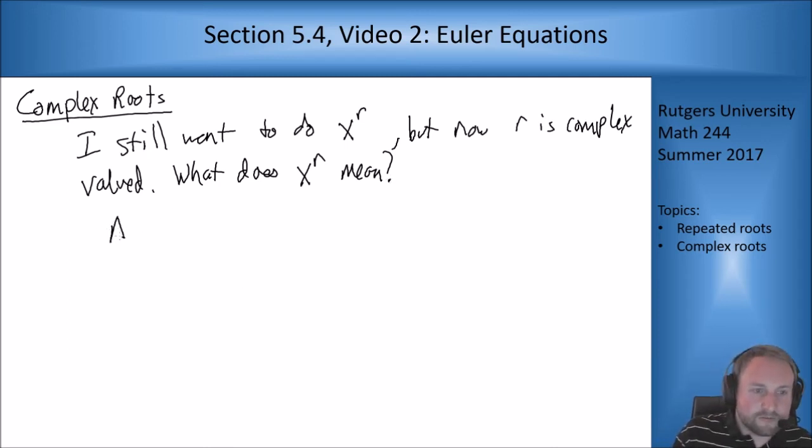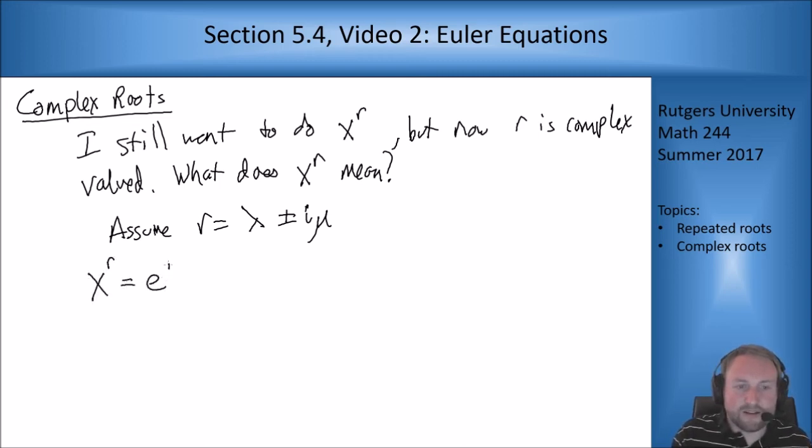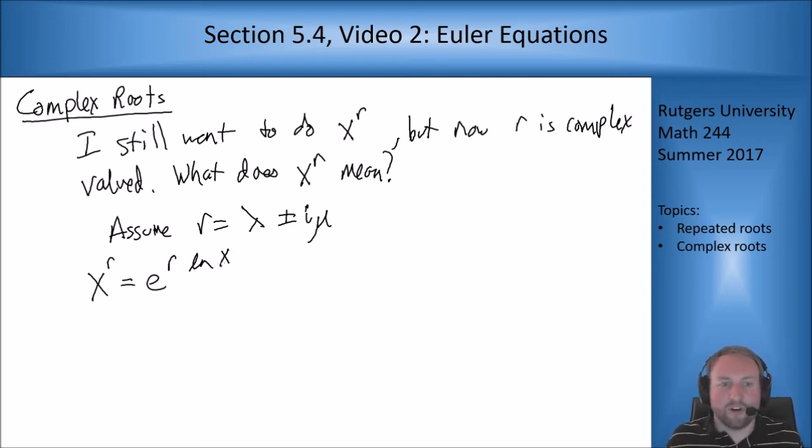So assume r is lambda plus or minus i mu. Because they come in complex pairs, I can just pick one of them and go with that. So I'm going to take the plus sign here. Now the key property, which also holds for real numbers, is that x to the r equals e to the r log x. You put the r up top, the e and the log cancel, and we're good. This is defined for real numbers and for complex numbers, actually, for r.